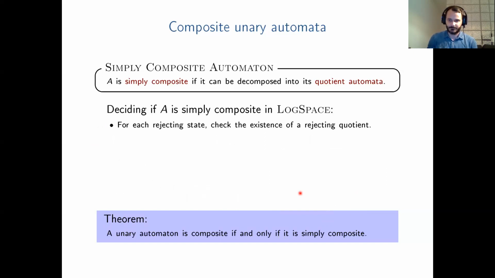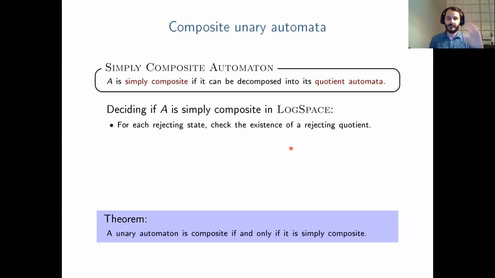And so in order to get the desired result, that is that we can decide if an automaton is composite in logarithmic space, it is enough to prove that we can decide if an automaton is simply composite in logarithmic space. How do we do that? Well, the whole idea is that we don't want to construct the quotient explicitly because this would require polynomial space. So instead of doing that, the important thing is, we want to check whether the language of A is equal to the intersection of the languages of its quotients.